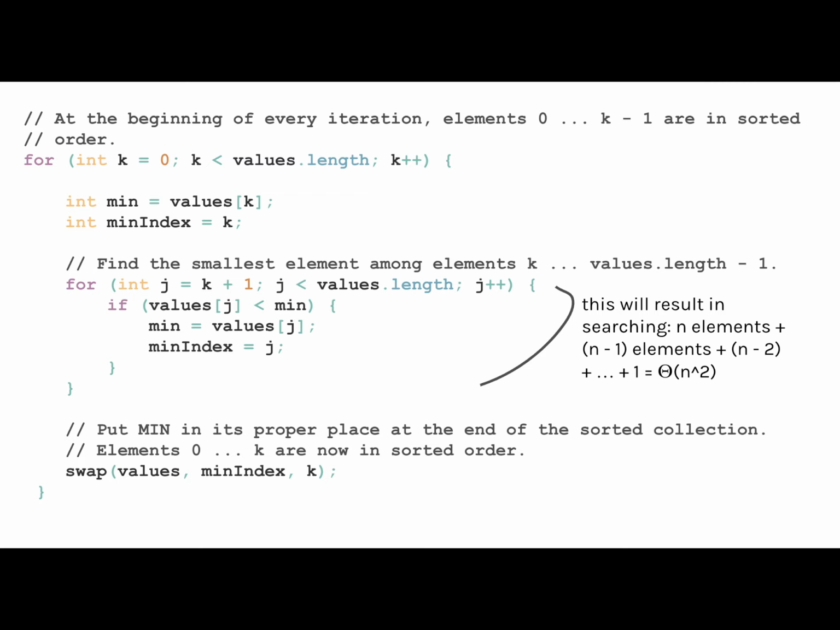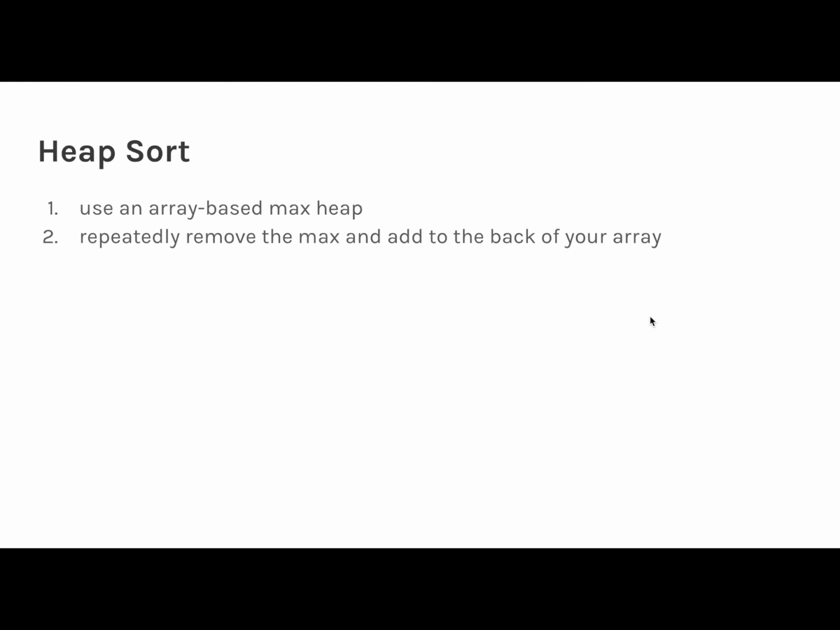Even if your array is already sorted, selection sort doesn't know this. It's going to keep searching for the smallest element. So it's n squared in the best and worst case.